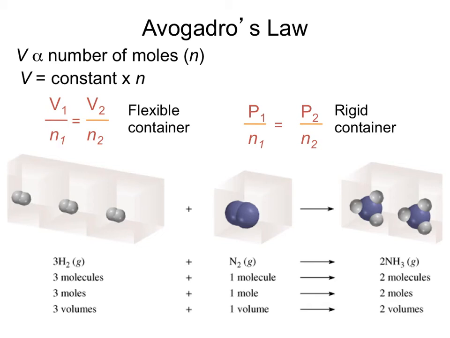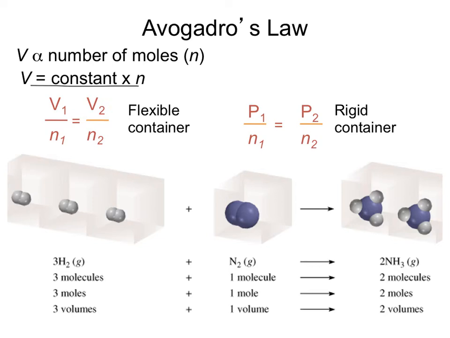So Avogadro's Law states that the volume of a gas maintained at constant temperature and pressure is going to be directly proportional to the number of moles of that gas. So the proportionality that we see here indicates that your volume and your number of moles are going to be directly related. So if you double the number of moles in a container and maintain your temperature and pressure at a constant value, you should see a doubling of the volume of your gas. And basically that relationship is what Avogadro's Law entails.